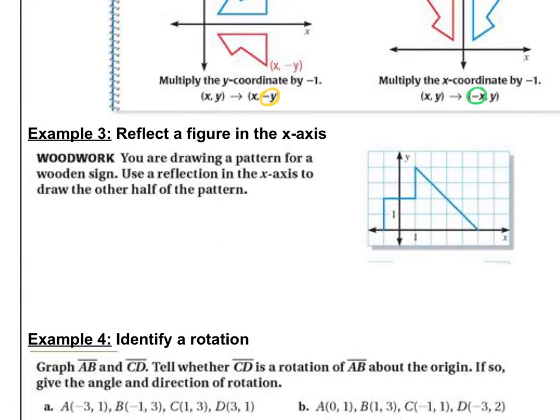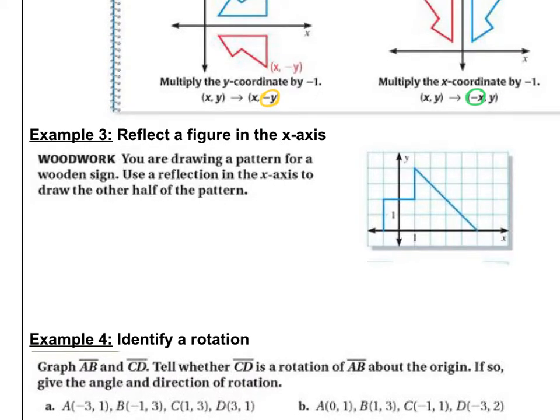So you are drawing a pattern for a wooden sign. Use a reflection in the x-axis to draw the other half of the pattern. I don't want you to draw it. I want you to give me the coordinates of these points right here if we reflect it. Actually, we're going to take off that last one.